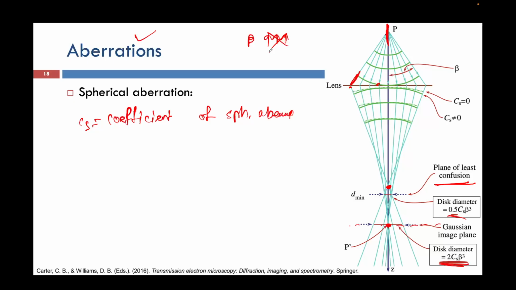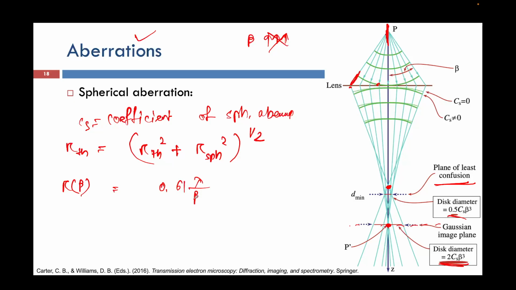And how to calculate this? When spherical aberration comes into the picture, Hawkes' treatment is used, and the radius of our resolution limit has been defined like this. This entire expression varies with beta, the semi-convergence angle. We can put all the formulas here: beta plus 0.5 Cs beta cubed, this is squared, and the whole to the power half.